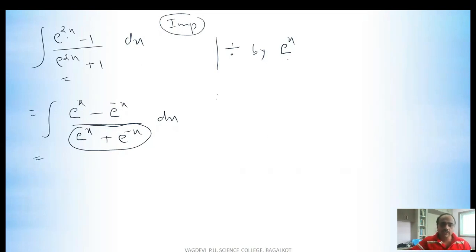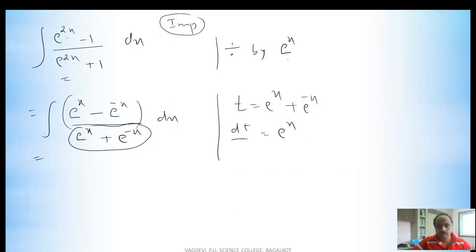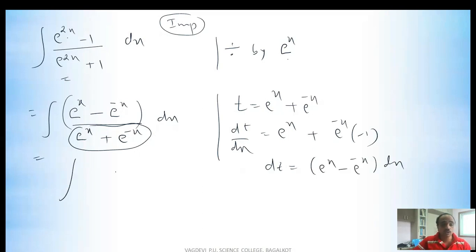So if you take the denominator as t, definitely the numerator is the direct derivative of that along with the dx. So put t is equal to that whole denominator and differentiate: e to the power x derivative is e to the power x, e to the power minus x derivative is e to the power minus x into minus 1. So if you cross multiply, e raised to x minus e raised to minus x, the whole numerator will be dt and the denominator is t.